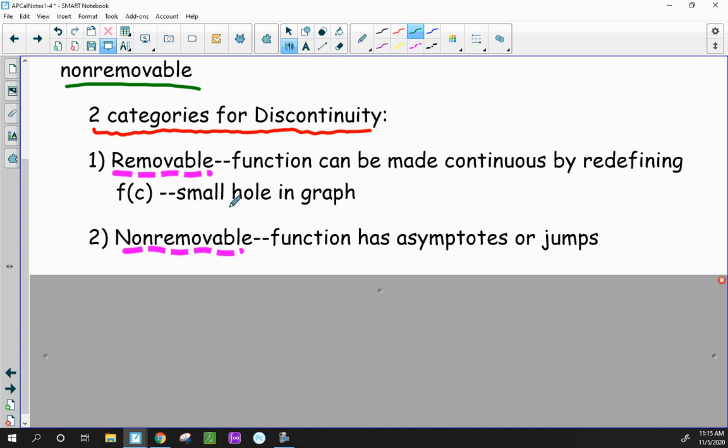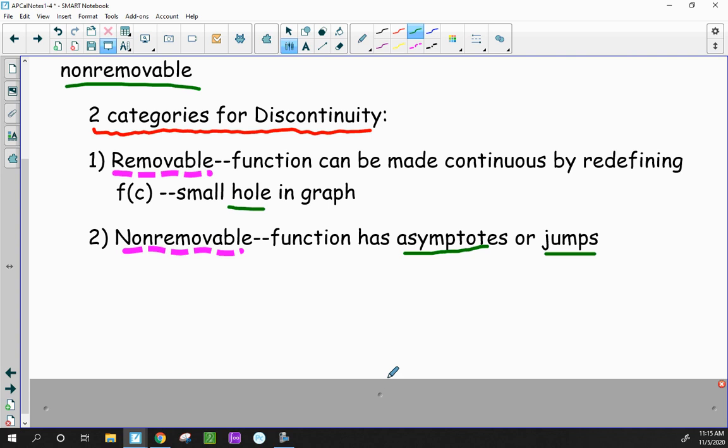Removable has holes. Non-removable has an asymptote or a jump. That's the key.